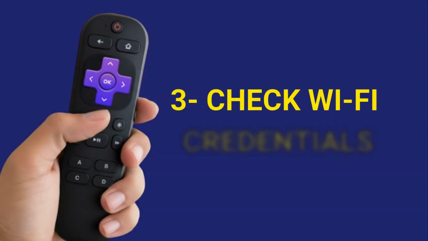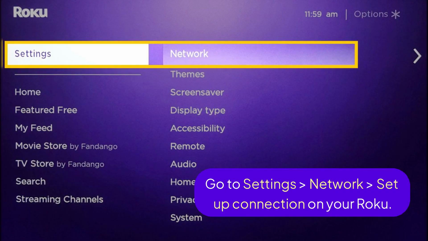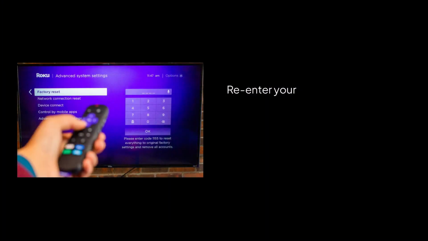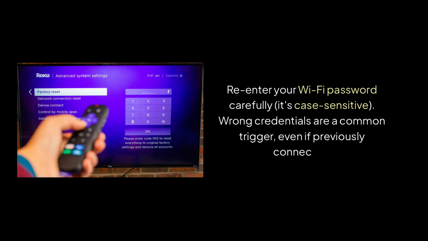Check Wi-Fi credentials. Go to Settings, Network, and Set up connection on your Roku. Re-enter your Wi-Fi password carefully, it's case sensitive. Wrong credentials are a common trigger, even if previously connected.